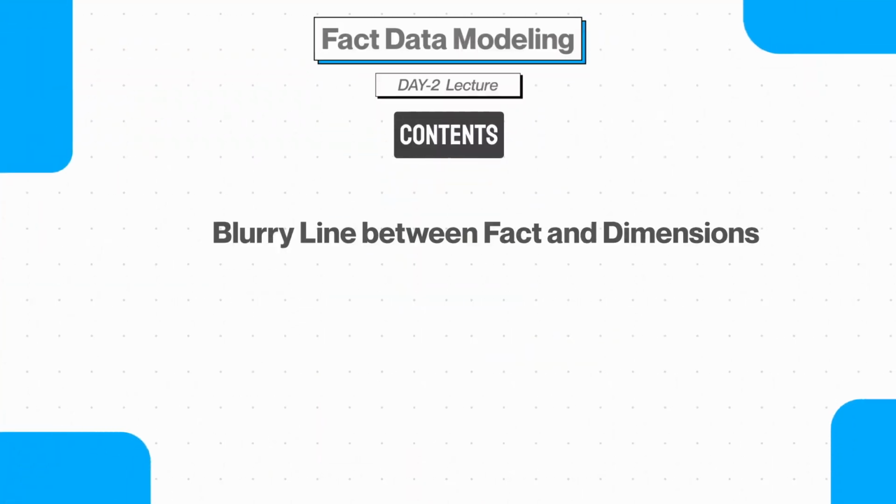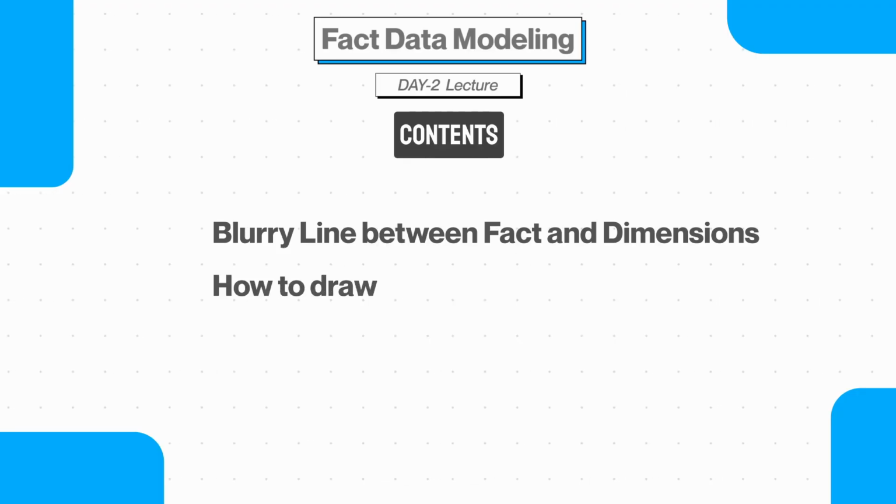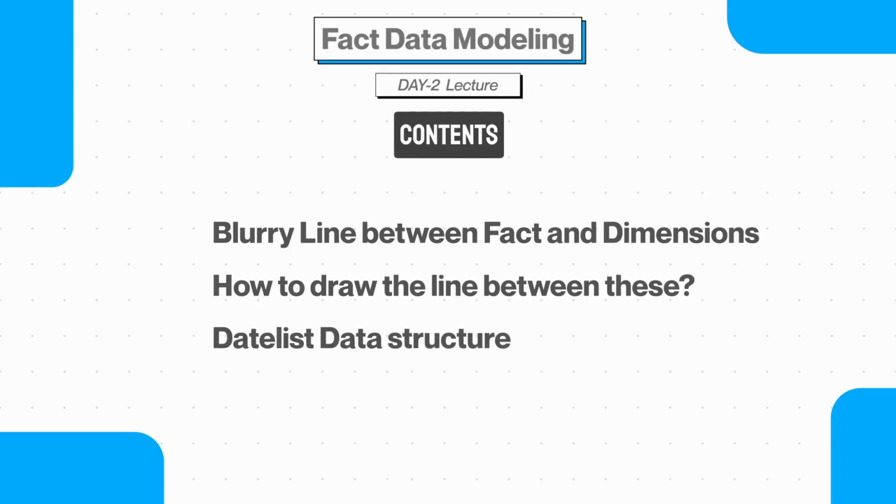In day 2, we will be covering the blurry line between fact and dimension. When you aggregate a fact, it can behave like a dimension, and it gets blurry what's a fact and what's a dimension. We're going to go over in detail how to draw the line between these things. We'll also be covering the date list data structure, which is a very powerful data structure that is used at Facebook to model user activity. You can look at the last 30 days of a user's activity as one integer. It compresses the data a lot, and it allows Facebook to compute monthly active users very, very efficiently. There's a link in the description below for more details about the date list data structure.